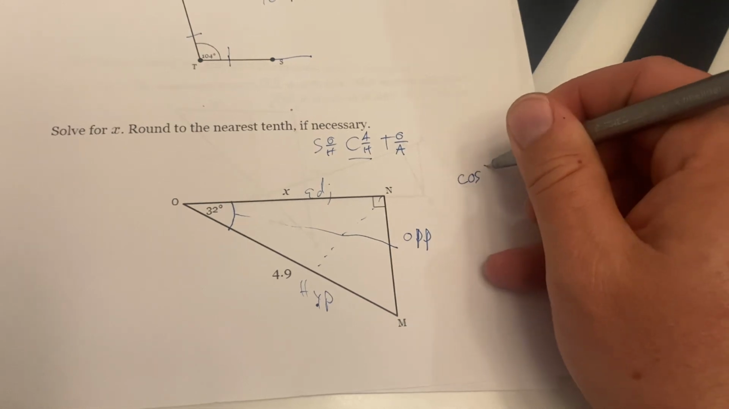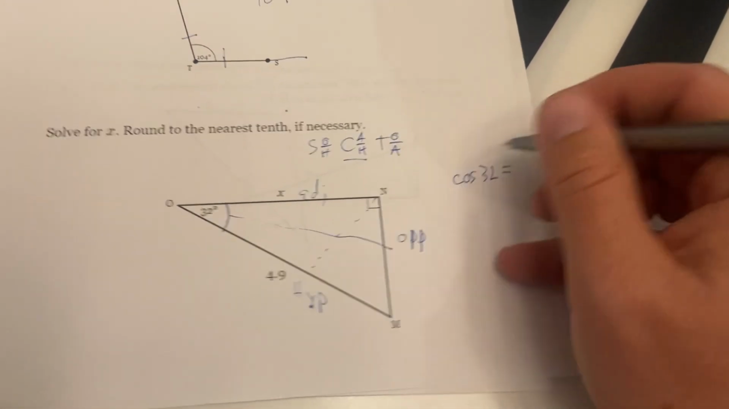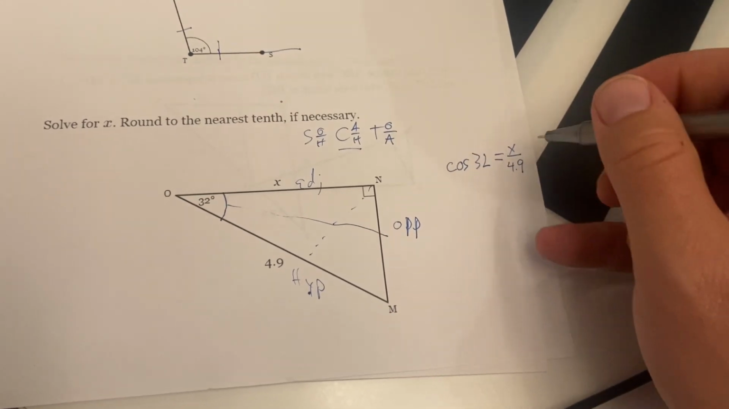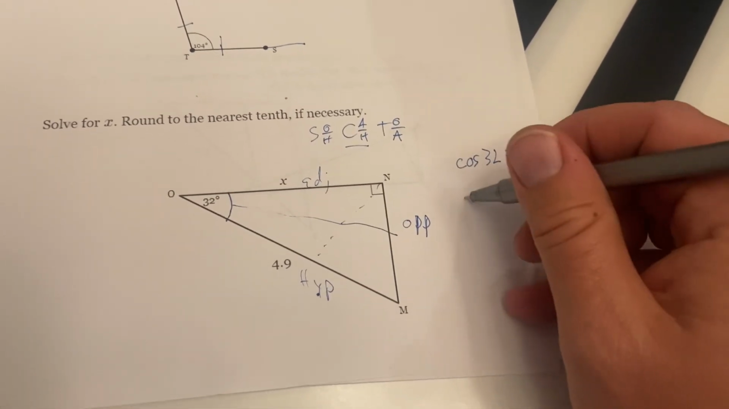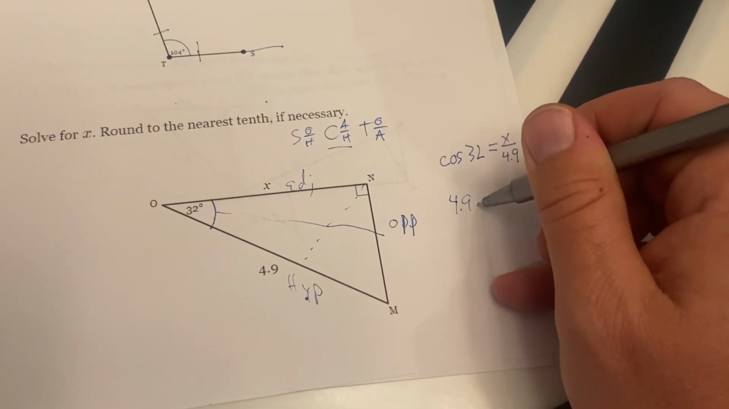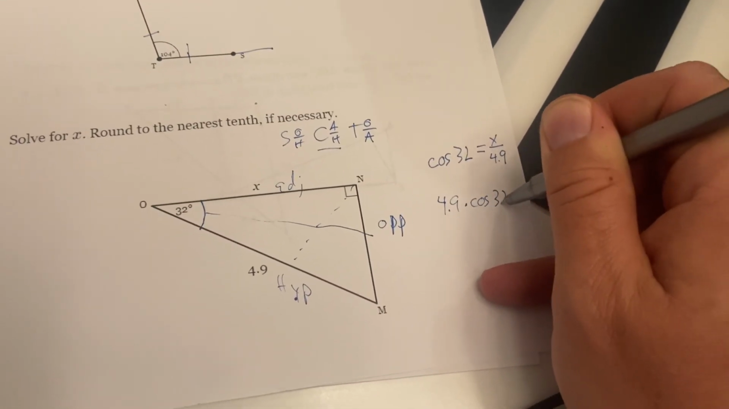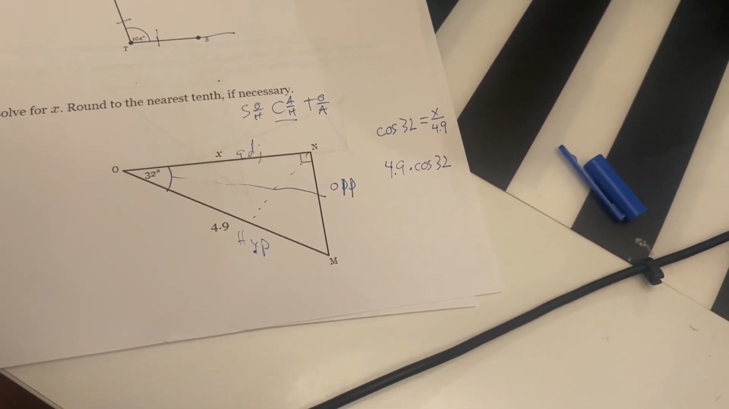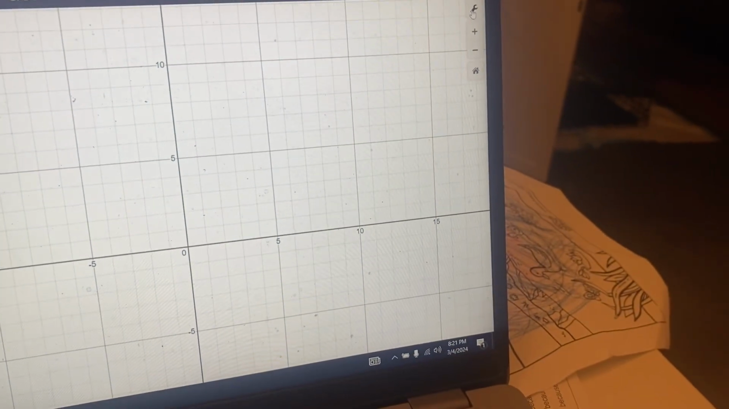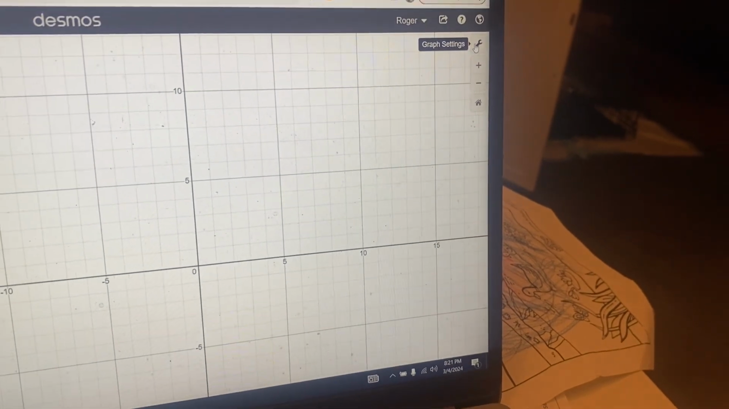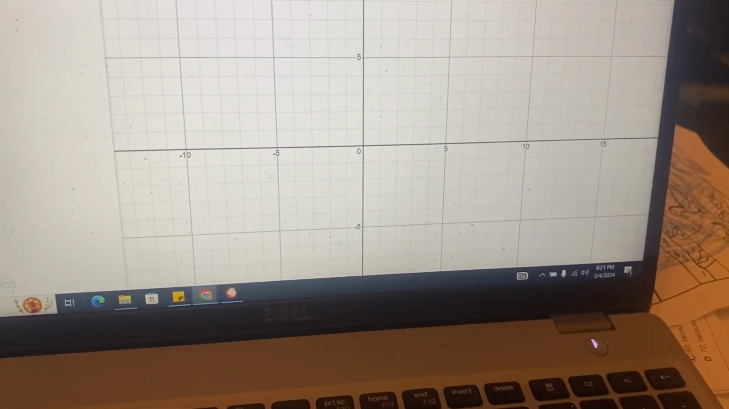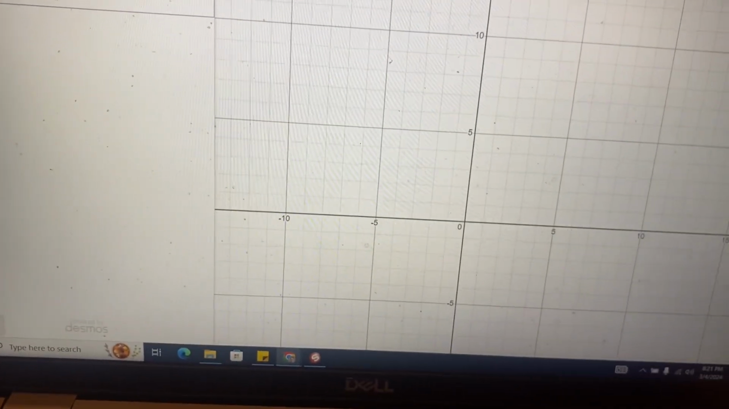So the cosine of that 32-degree angle is equal to the adjacent side of x over the hypotenuse of 4.9. Since the x is on the top, we're just going to multiply. So this should be 4.9 times the cosine of 32. You need to make sure your calculator is in degree mode if you're going to do that. So if I'm doing that up here in Desmos, again, it's this wrench over here. But I think you're doing this in the lockdown browser, so you might not have Desmos, but let's go ahead and get the answer anyway.